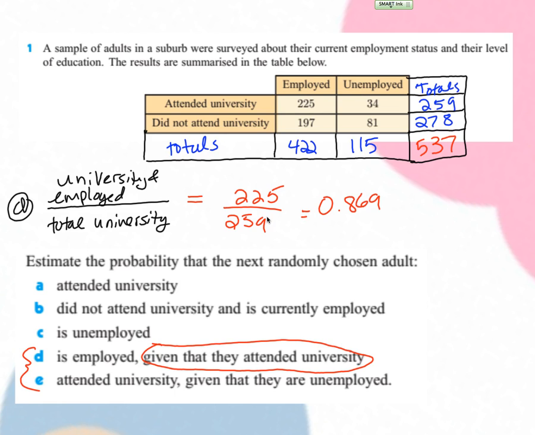So using that information, why don't you guys try part E? Keep in mind there's some more info there, given that they are unemployed. So taking a look at how we did D, I'm going to give you guys a couple minutes to see if you can work out part E on your own.